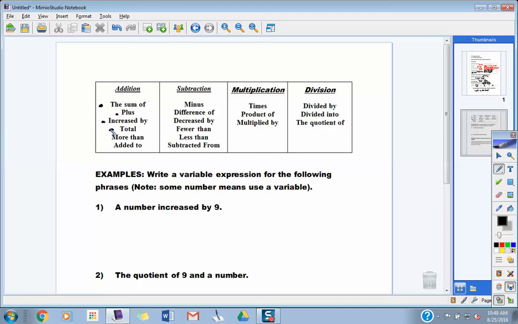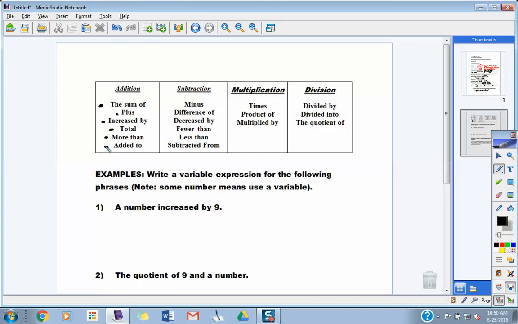Total means addition. What if I say something like 4 more than 6? What's that answer? 10. 4 plus 6. Addition again, right? These phrases are tip-offs to you for what operation to use. Okay? I'm not going to go through them all.